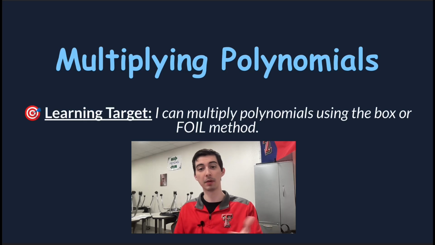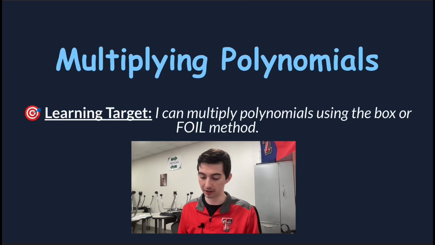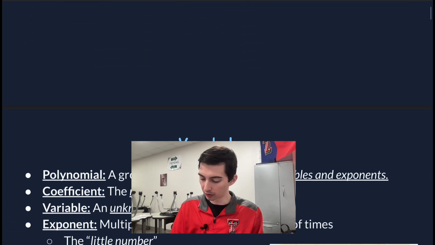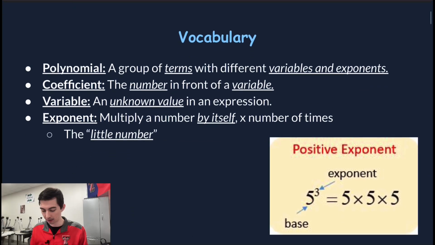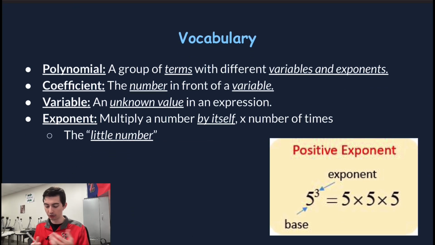In this lesson, we're going to talk about multiplying polynomials, and we're going to do this using the FOIL method and the box method. So first, we're going to talk about some vocabulary terms that are important for us to know. A polynomial is a group of terms with variables and exponents. Okay, so we could have just any group of terms thrown together, and we can call that a polynomial.